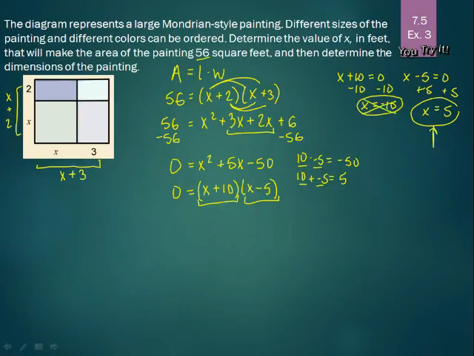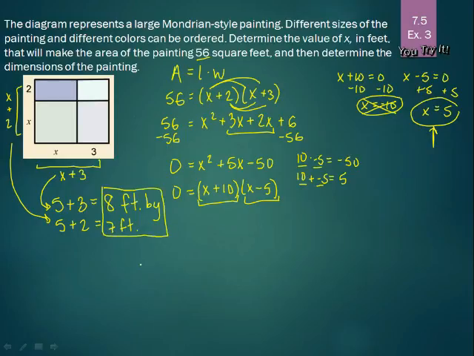And so using that, we can find the dimensions. x plus 3, well, that would be 5 plus 3, which would be 8. And this is in feet. And then x plus 2, well, that would just be 5 plus 2. That would equal 7 feet. And so we know that the dimensions of our painting will be 8 feet by 7 feet.